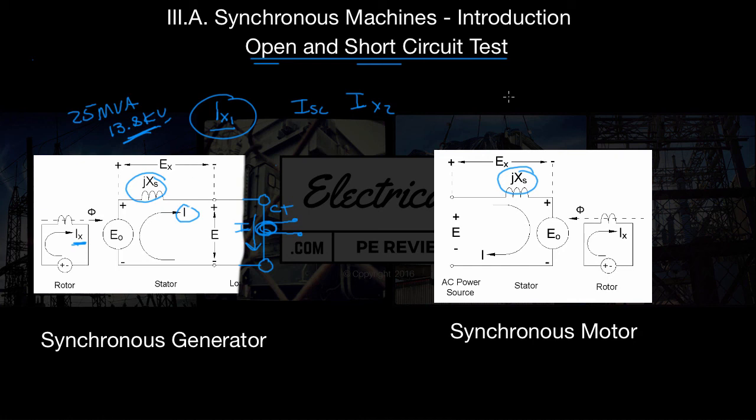So what that tells us is X of S, our synchronous reactance. We can actually solve it two ways. We can say it's equal to E, our line to neutral value, over I short circuit. Or we can also say it's the same thing as the inverse of the short circuit ratio. So anytime you're dealing with a problem, if they give you a short circuit ratio, you know you can use that to find your synchronous reactance, right? Because 1 over X of S, so the reciprocal of X of S, equals your short circuit ratio.